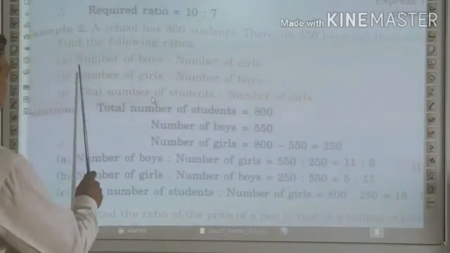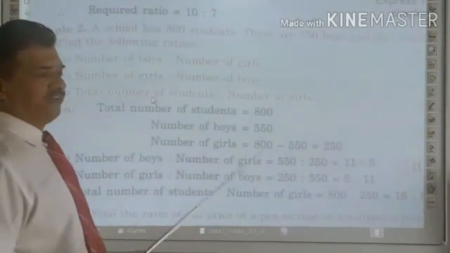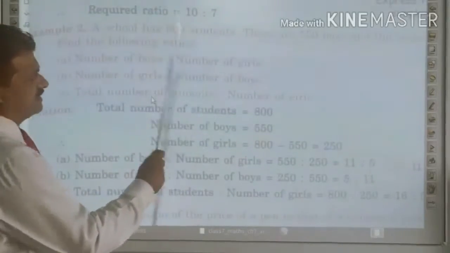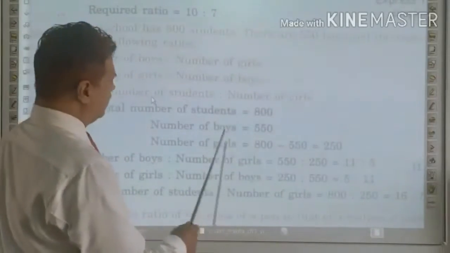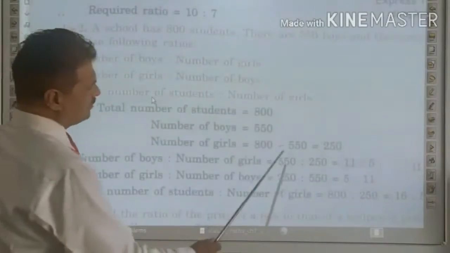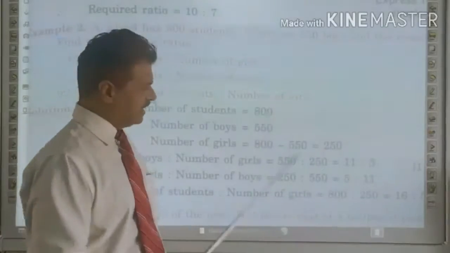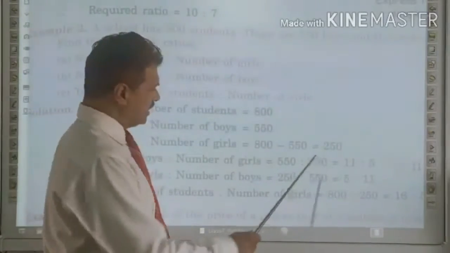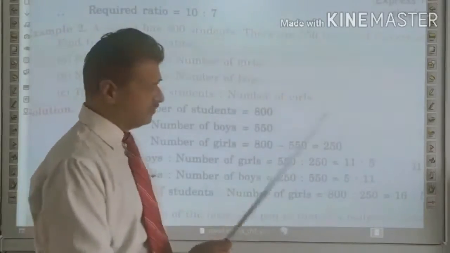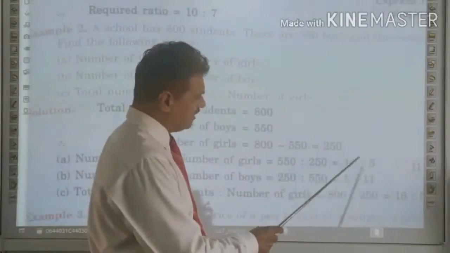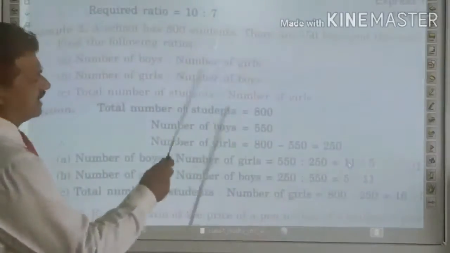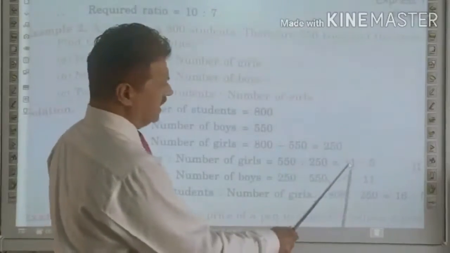First question: we want the ratio of the number of boys to the number of girls. Number of boys is 550 and girls are 250. So the ratio is 550 ratio 250. When we cut 0 by 0 and then by 5, we get 55 and 25, then dividing by 5 again gives 11 and 5. So your answer is 11:5. So the first question's ratio between boys and girls is 11:5.